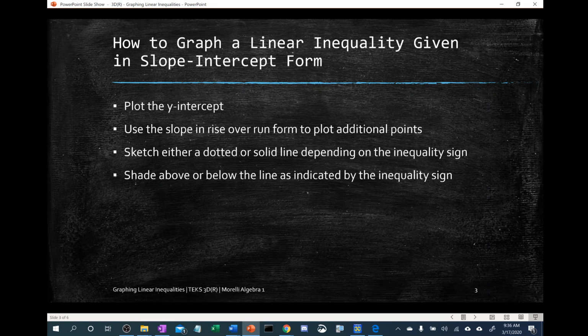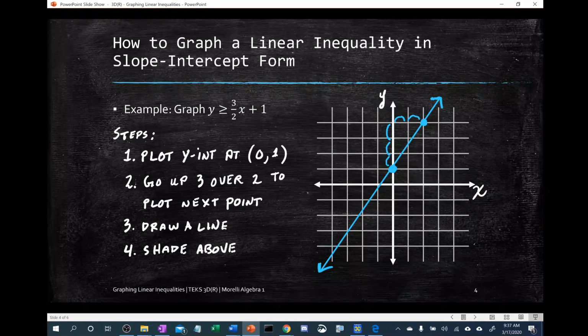down and over, to plot additional points. You'll sketch either a dotted or dashed line or a solid line, depending on the inequality sign, and then you'll shade above or below that line as indicated by the inequality sign. Now that we've learned the basic steps, let's work an example.